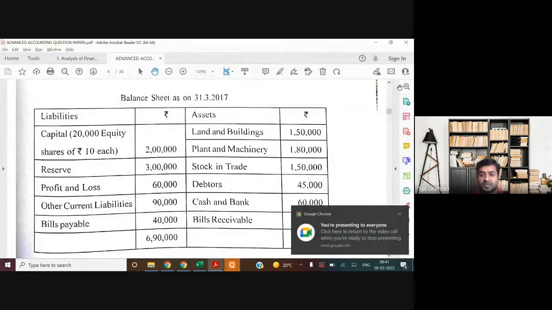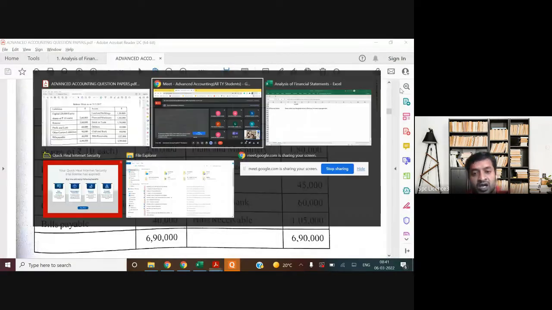So many ratios we will discuss today and their significance, but I'll begin with asset turnover ratio.